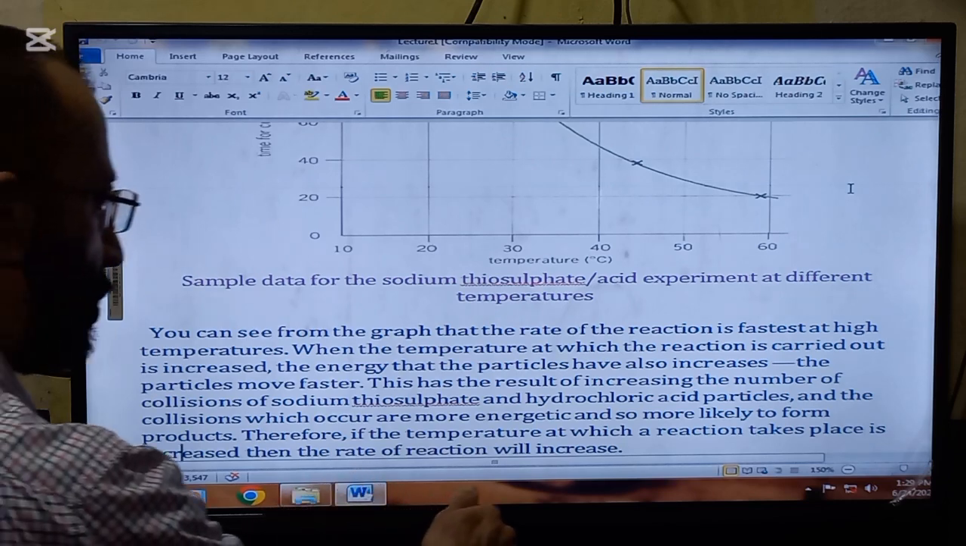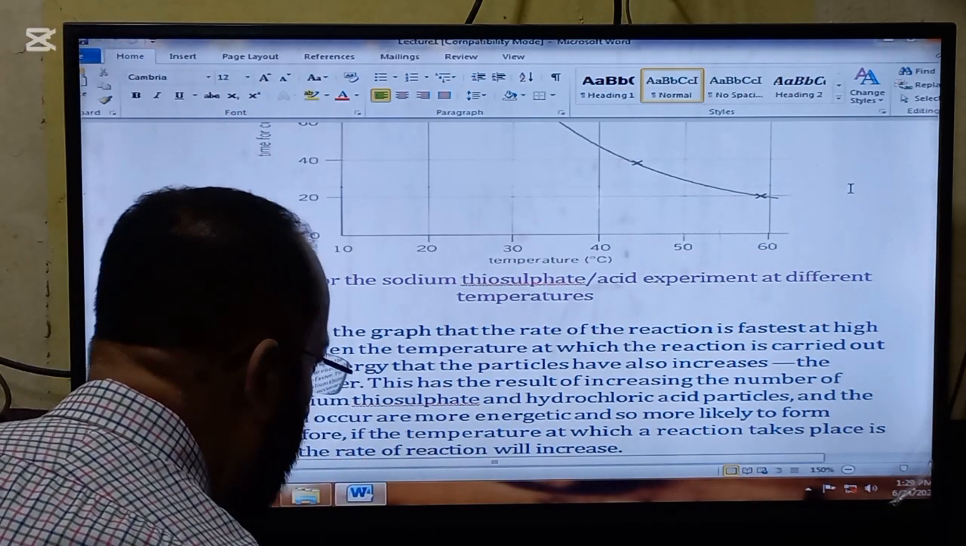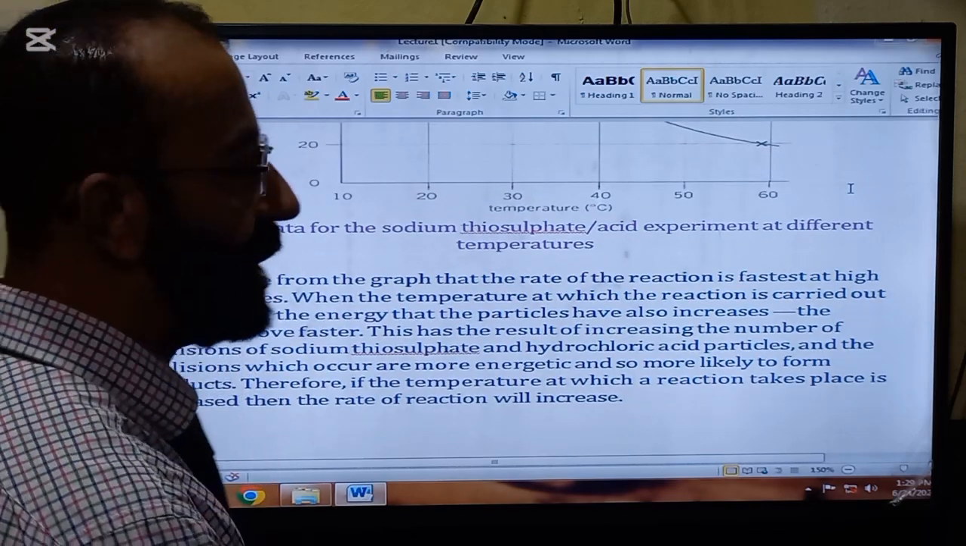Therefore, if the temperature at which a reaction takes place is increased, then the rate of the reaction will be increased. So this was the topic.